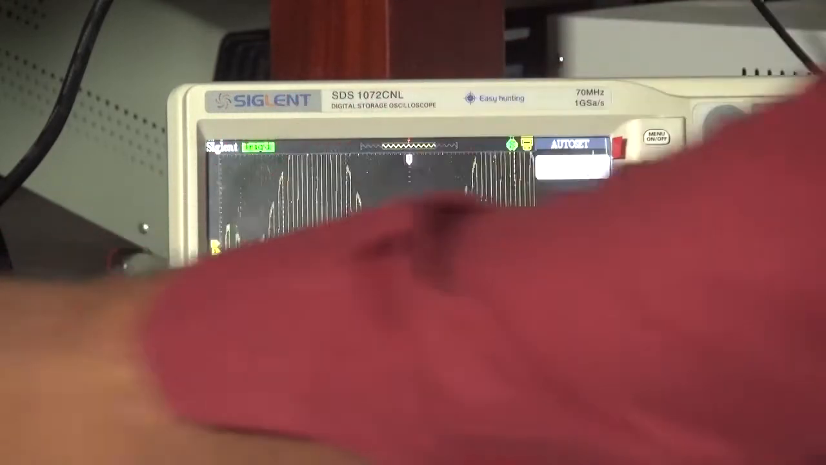So, you can see that my effect is reducing. When I am increasing the amplitude of my information signal, you can see that the over modulation effect is increasing. Now, I am increasing the amplitude of the message signal, so over modulation is increasing.